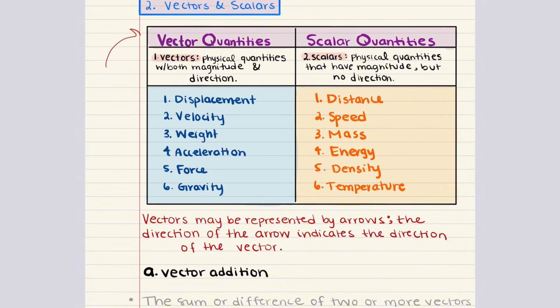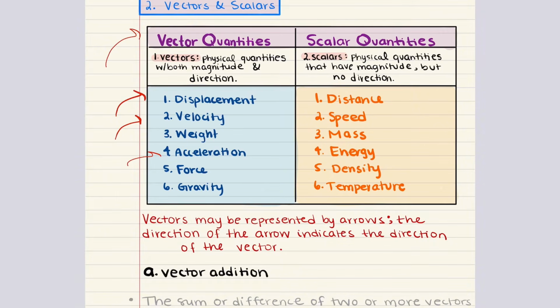Vector quantities have both magnitude and direction, making them essential for a complete description of certain physical phenomena. For instance, displacement is not merely how far an object has traveled, it's also the direction from its starting point to its final position. Velocity extends this concept to include how quickly an object changes its position, incorporating both speed and the direction of movement.